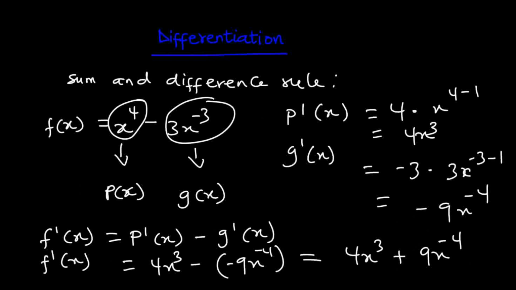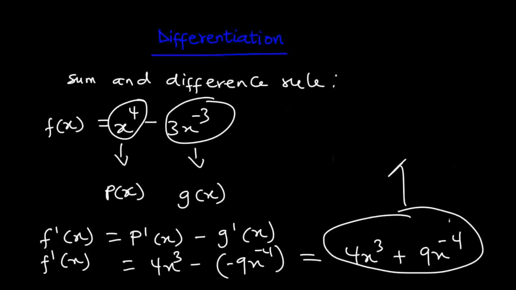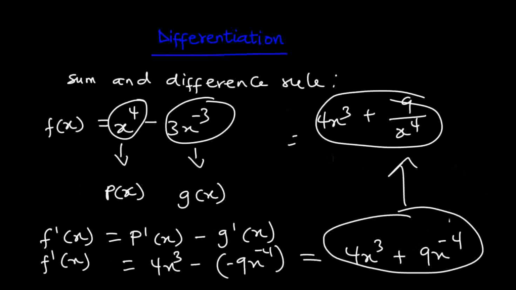Okay, so I can write this as 4x to the power 3 plus 9 over x to the power 4. So this will be the derivative of this function f of x here. Okay, let's take another example.